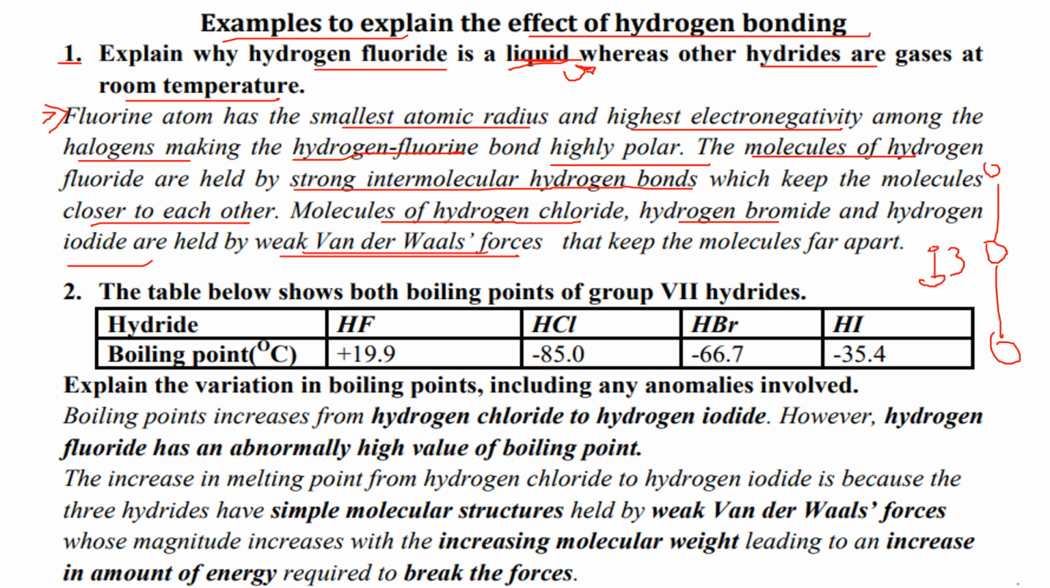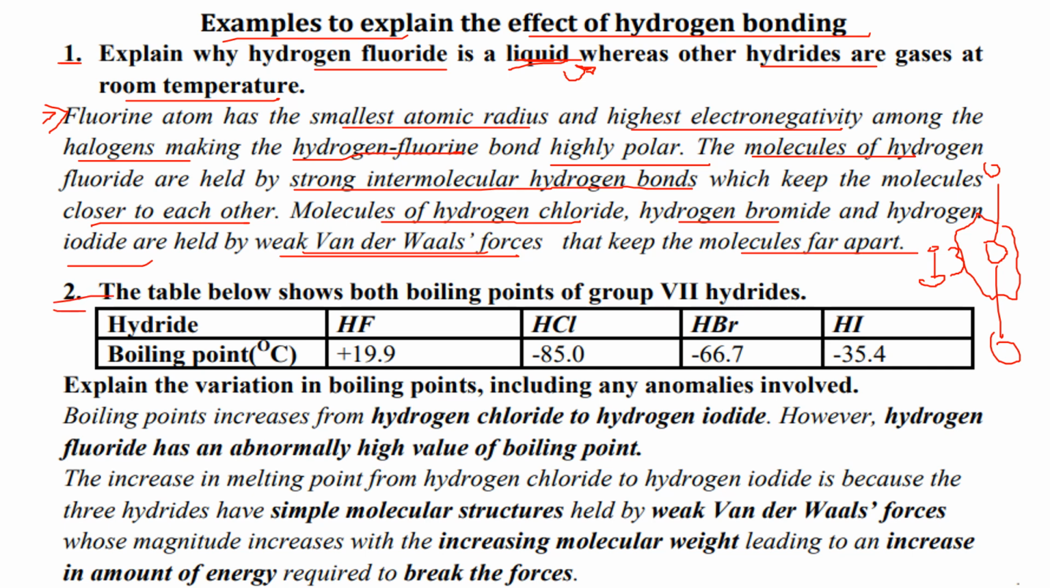And by keeping them a bit distant from each other, it is what makes the other hydrides of group 7 exist as gases at room temperature, because their molecules are far apart, held by weak van der Waals forces of attraction, with the exception of hydrogen fluoride, which is held by strong hydrogen bonds that keep the molecules close to each other, and therefore hydrogen fluoride mainly exists as a liquid.